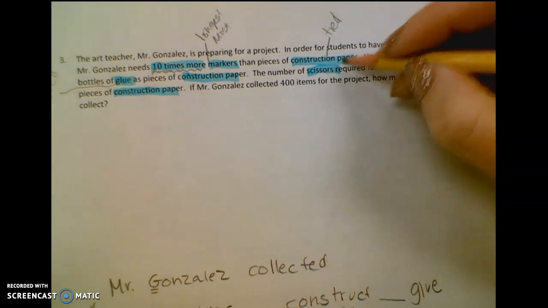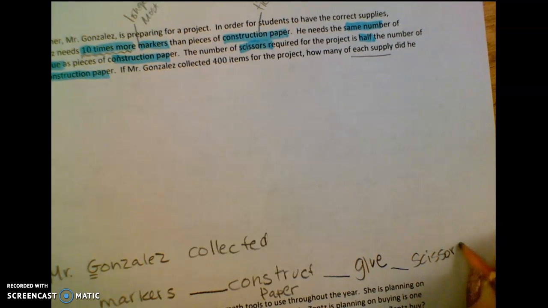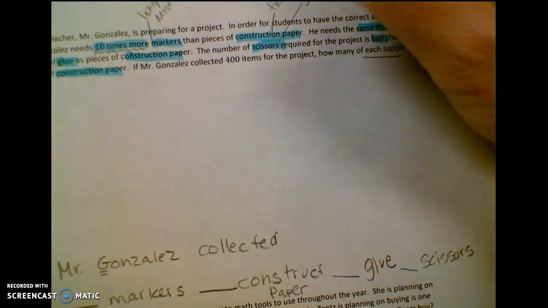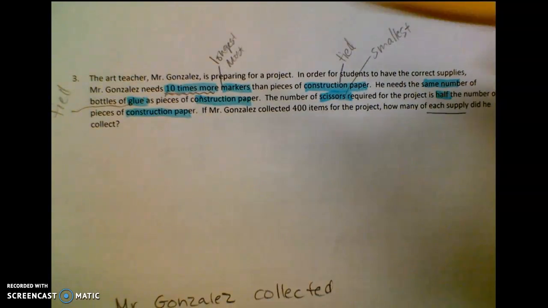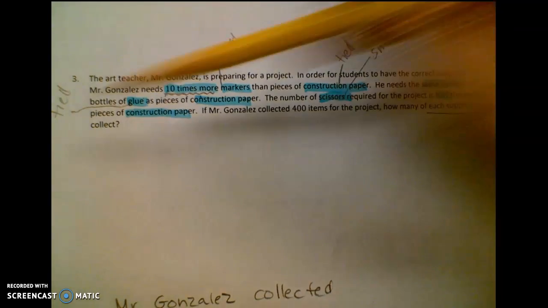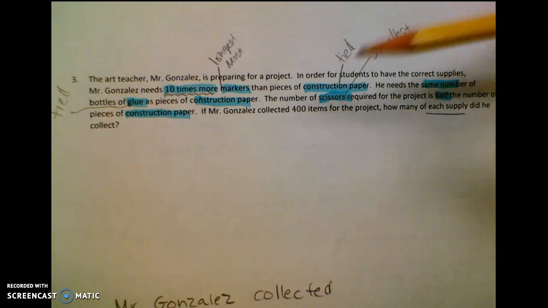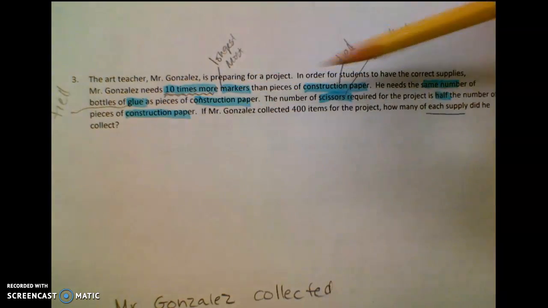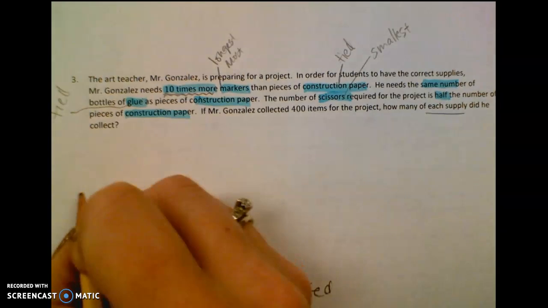And scissors, which I got to add down here, we have a lot of supplies. Scissors should be the smallest amount. So again, that just really helps me when I draw my pictures that I should see this one the longest, these two the same, and this one as the smallest one. So let's see, we need 10 times more markers than construction paper. And it feels like construction paper is mentioned a lot. So we're going to use that as our stepping stone. So let's first draw construction paper.